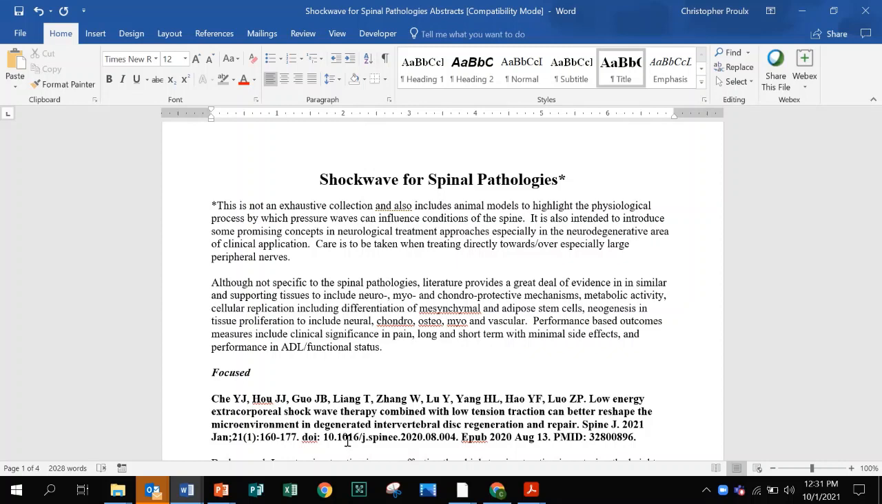And again, when we look at the spinal pathologies, that's something of relative performance. And again, just to reiterate, where a lot of the literature eventually went to, which was the performance-based outcome measures, including pain, which we know is subjective.